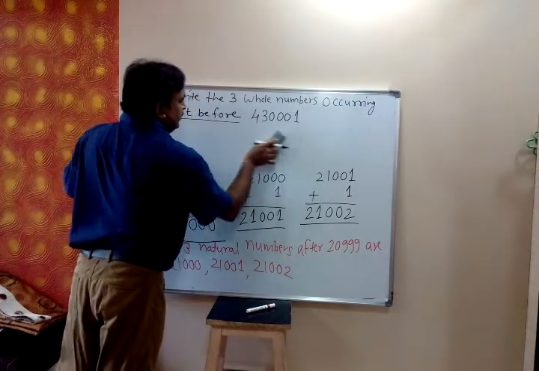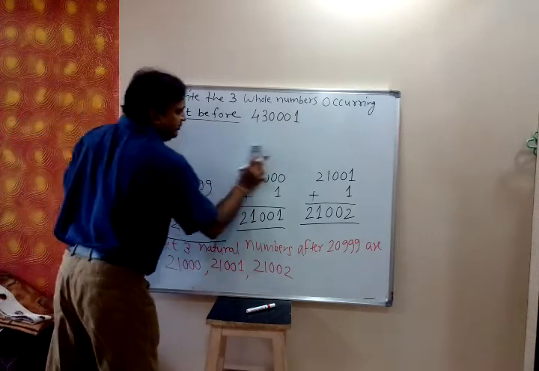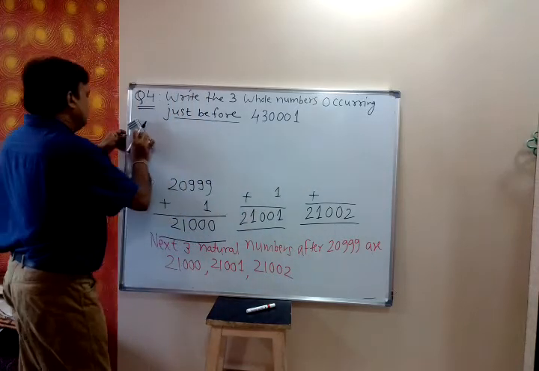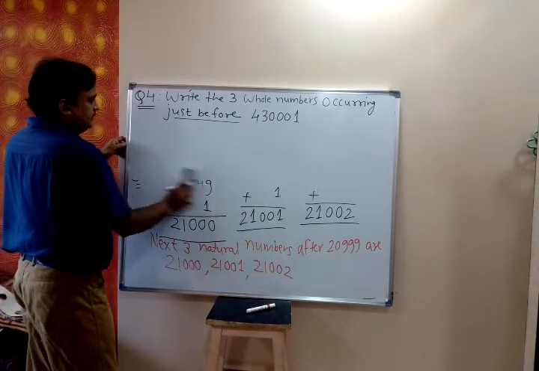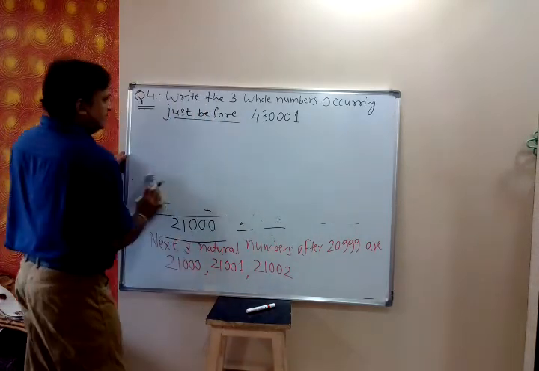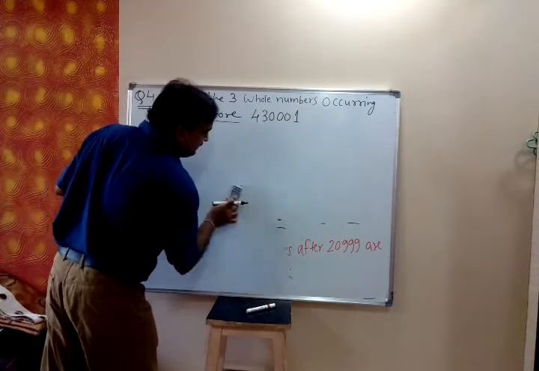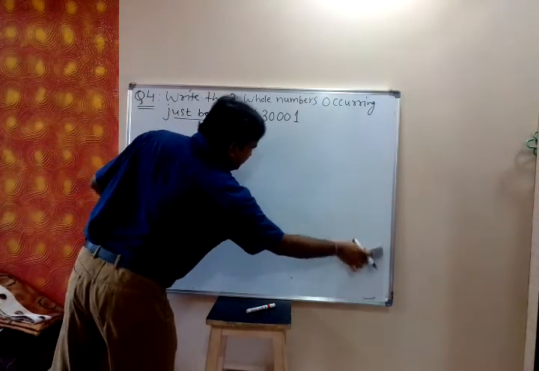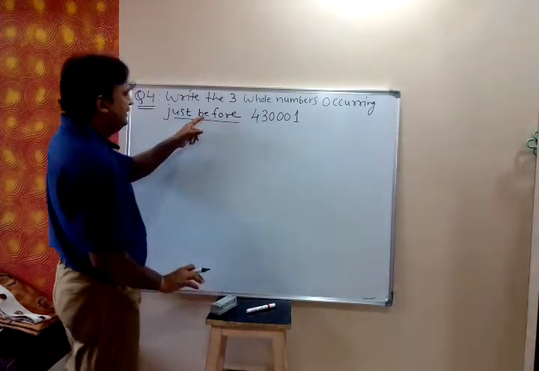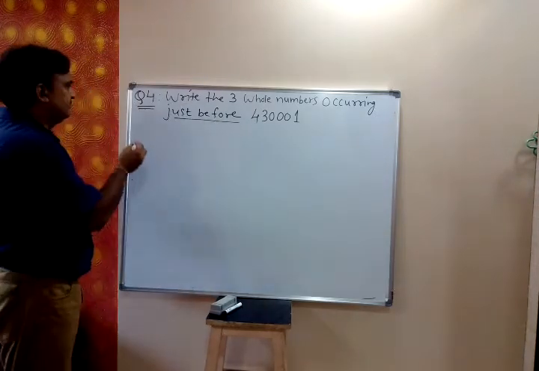Whole numbers, we have seen whole numbers and natural numbers. Natural numbers start with 1, 2, 3, 4, 5, 6, and so on, whereas whole numbers start with 0. Write the three whole numbers occurring just before. Just before is the same as predecessor. So for predecessor we subtract 1.